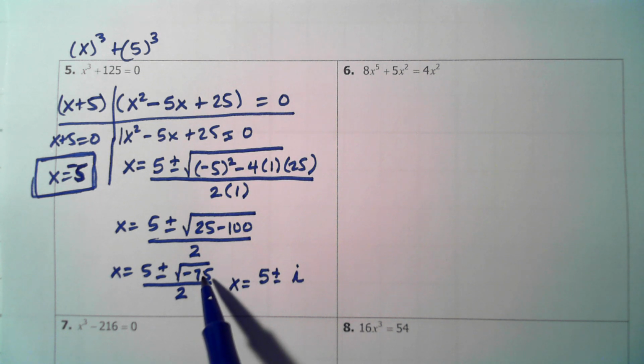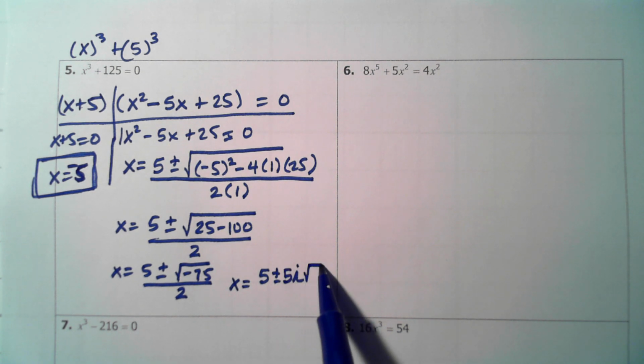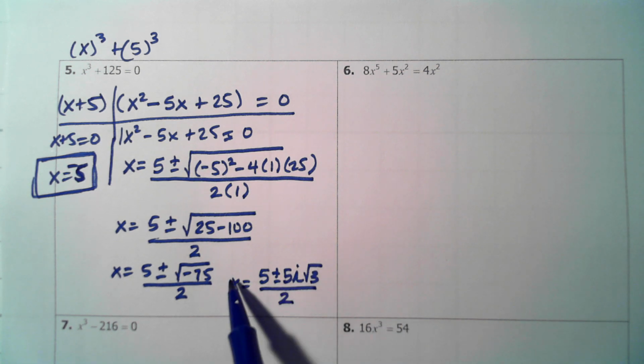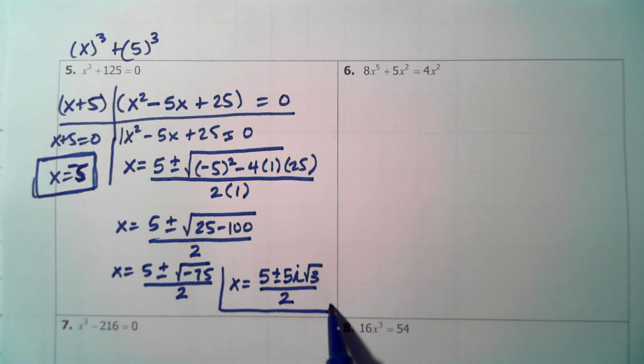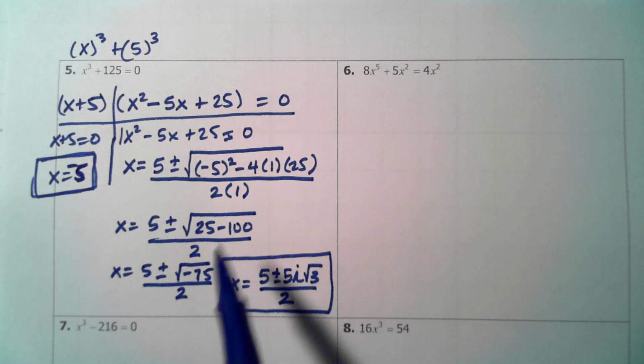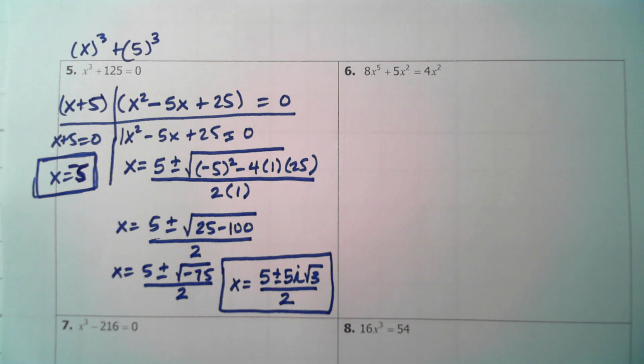The square root of 75. 75 happens to be 25 times 3. The square root of 25 is 5. And so I still have the square root of 3 left in there. And the whole thing is over 2. And that's a perfectly fine answer. It's not written in a plus bi format, but it's okay. Just leave it at that, showing that you can do the quadratic formula.